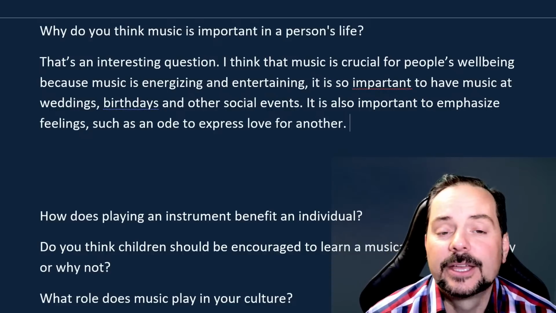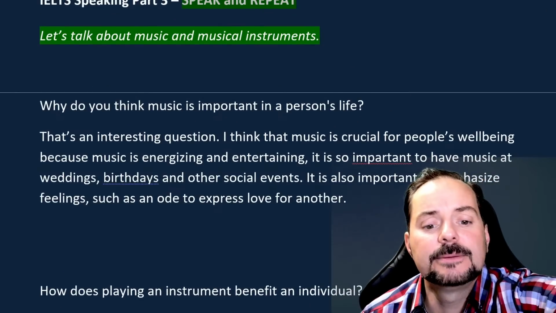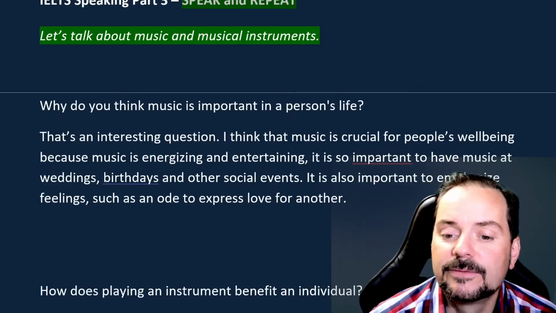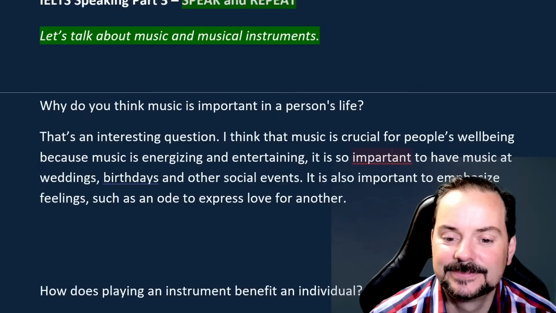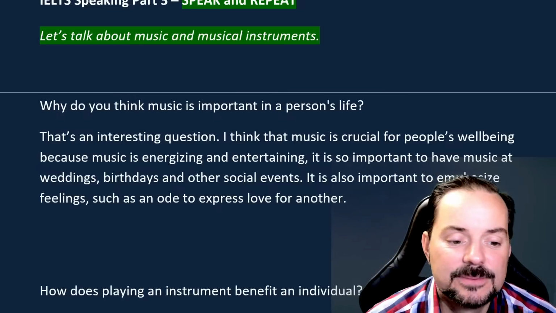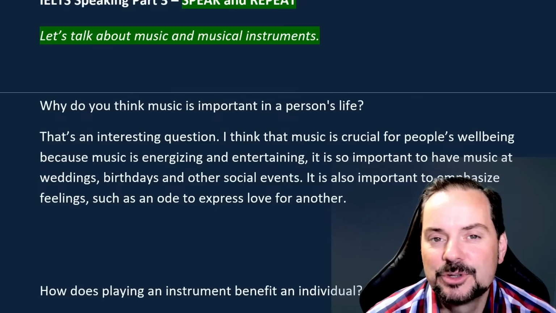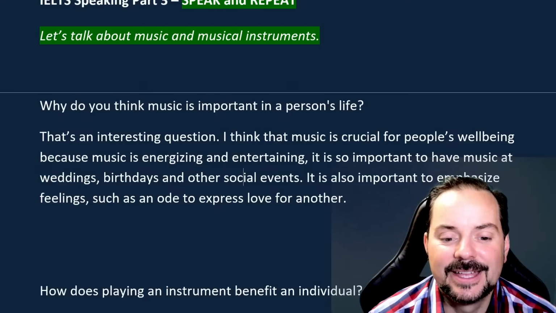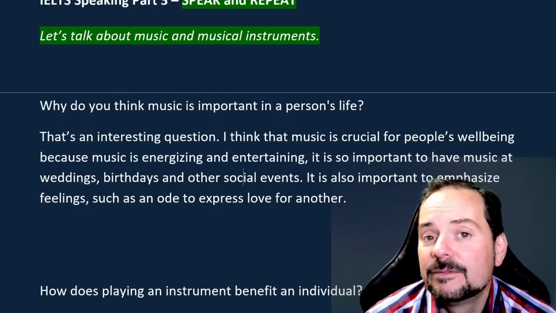All right, so why do you think, again, repeat after me, everybody, this is speaking. So why do you think music is important in a person's life? That's an interesting question. I think that music is crucial for people's well-being because music is energizing and entertaining. It is also important to have music at weddings, birthdays, and other social events. Let me try that again. It is so important to have music at weddings, birthdays, and other social events. It is also important to emphasize feelings, such as an ode to express love for another.